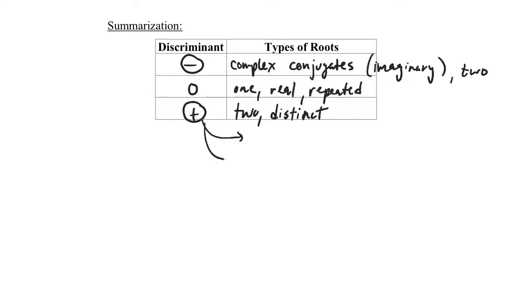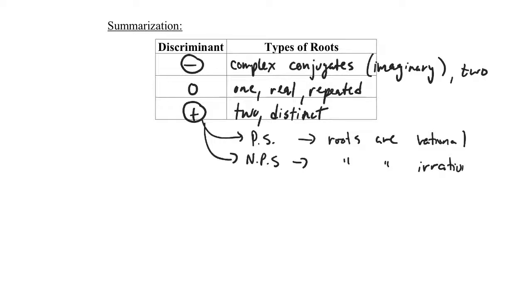And the positive case has 2 subcategories, right? And Helen pointed these out for us earlier. If it's a perfect square, the roots are rational. If it's a non-perfect square, the roots are irrational. That's a subcategory of the positive case. So if I have a discriminant of 49, I get rational roots. And they're real, and they're distinct, and there are 2 of them. But if it's the square root of 48, unfortunately, those roots are going to be irrational. And when they're irrational, we call them binomial. We've seen this term already.